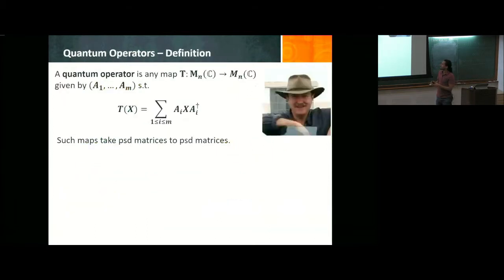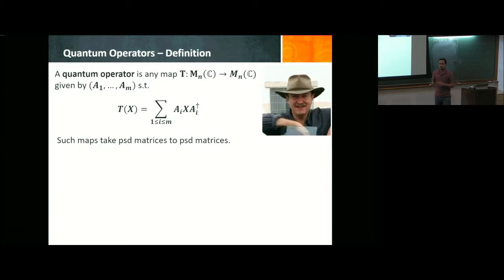And this is this generalization of this matrix scaling problem done by Gurvits, which he called a quantum operator. A quantum operator is a map that maps matrices to matrices, n by n matrices to n by n matrices, and is given by a tuple of matrices A1 up to Am, and the map takes X to the sum of Ai X Ai transpose, or conjugate transpose.